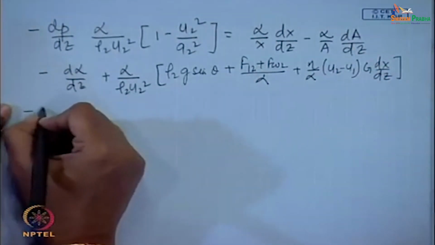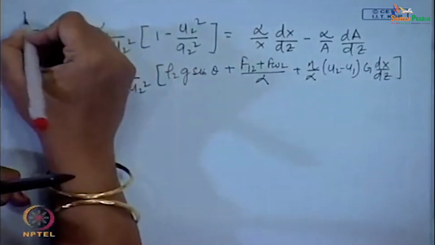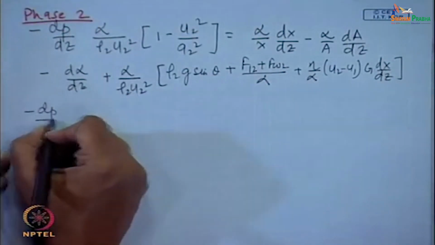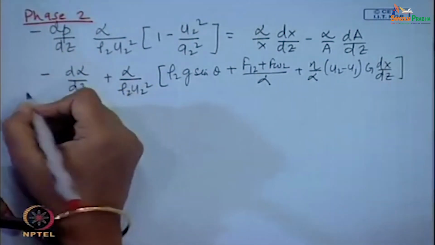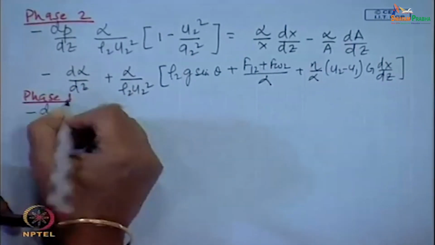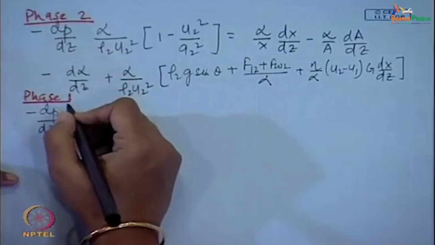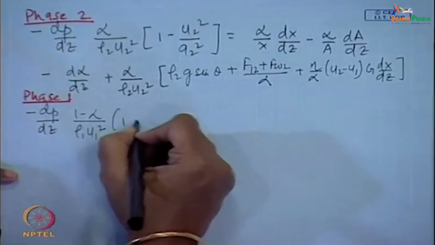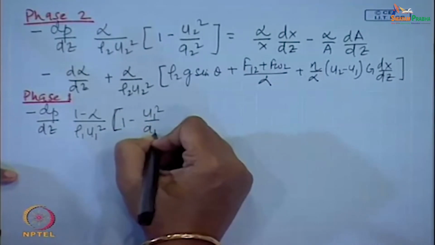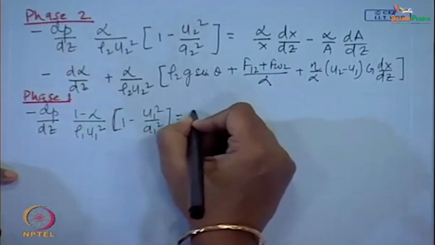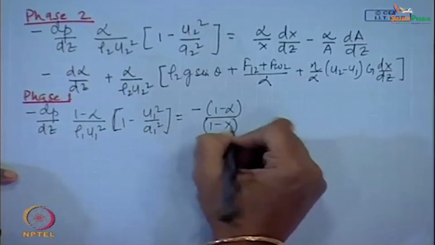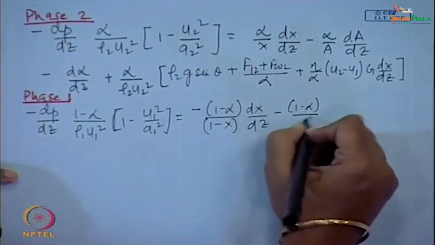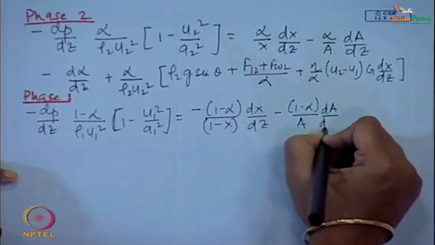Fine. Same way the other equation. This was for phase 2; we are doing phase 2 first because it has alpha x. So, we have to write less in that particular case. In this particular equation for phase 1, what do we get? 1 minus alpha by rho 1 u1 square into 1 minus u1 square by a1 square. This is equal to minus 1 minus alpha by 1 minus x. Do it very carefully. Instead of looking from me, you can write down from the expression which you have derived in your notebook. That will be easier for you.